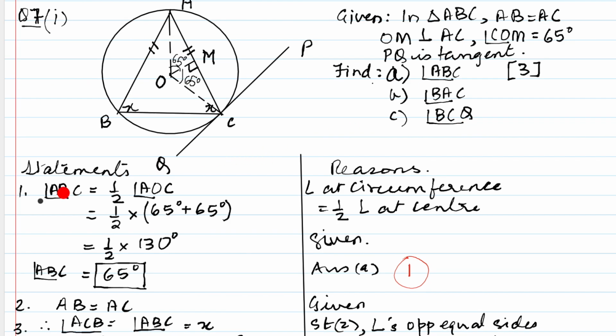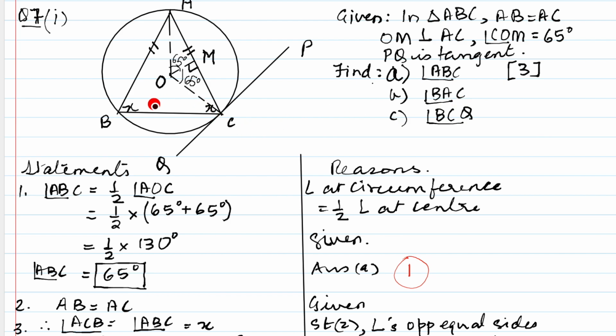To begin with, for ABC, can you see that it is half of AOC? This is the angle at the circumference. It will be half the angle at the center. So we write the reason. And this is given as 65 and 65. So this whole thing is 130. So half of 130, angle ABC becomes 65. Now we have finished with the first one.